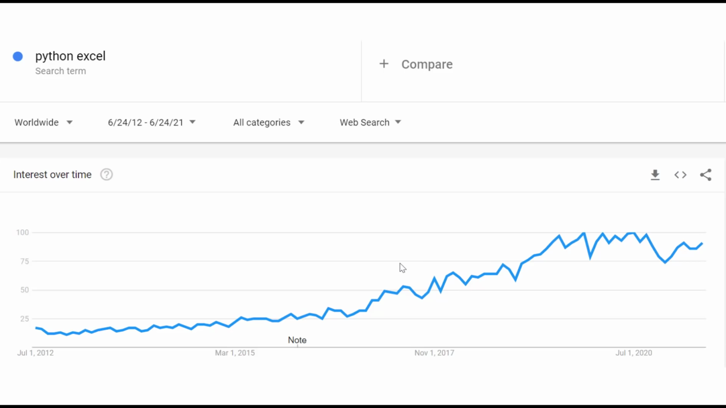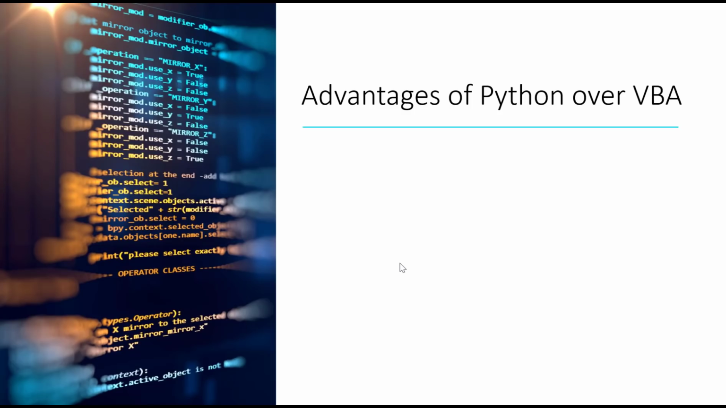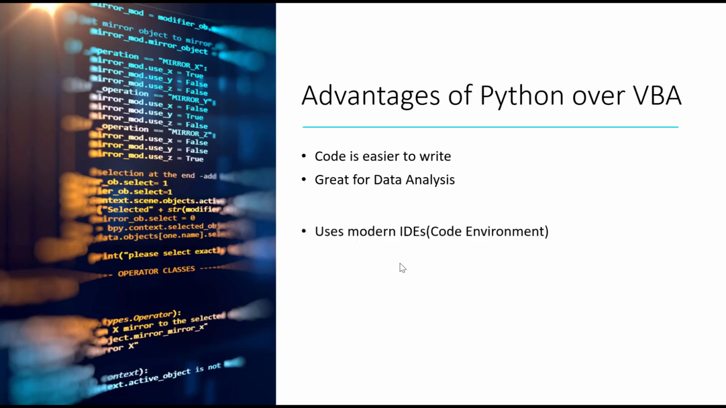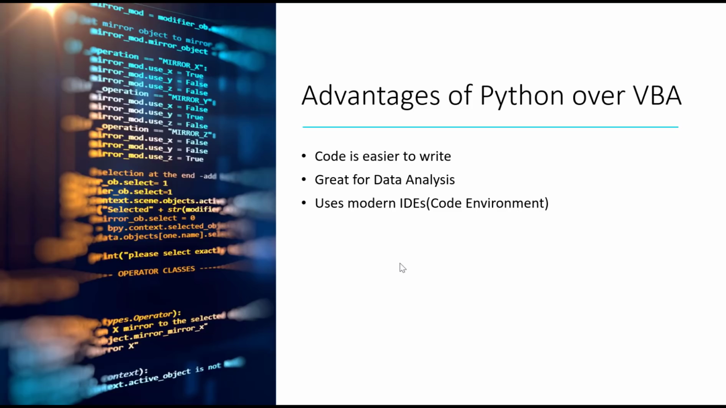So what are the advantages of Python that would make it take over from VBA? Well, the first thing is the code is much easier to write in Python. The second thing is that it's great for data analysis, and there are some cases where you actually don't need to use Excel at all, that you could completely replace your Excel data analysis with Python. Now, Python uses modern IDEs, and we had a look at just a few advantages of using a modern development environment. Now, the same code you write will work on the Windows or the Mac, so you can develop your code on either one and there isn't any issues.